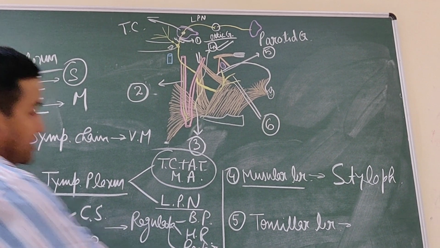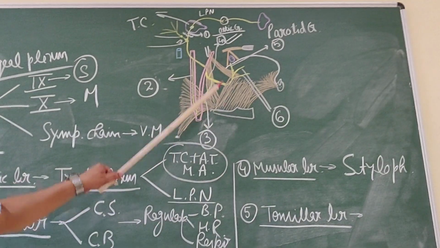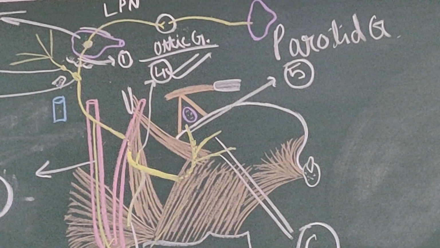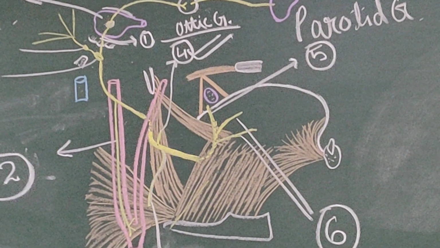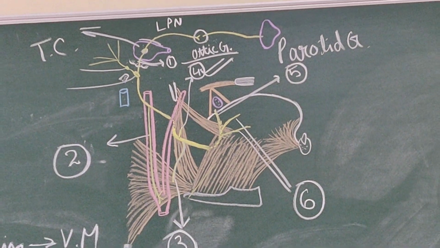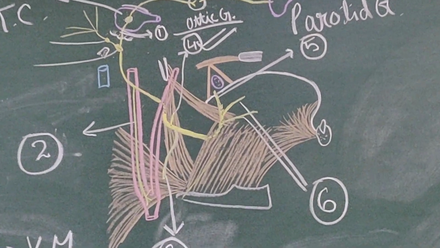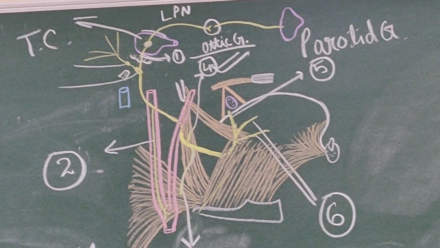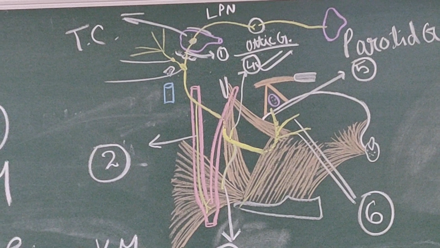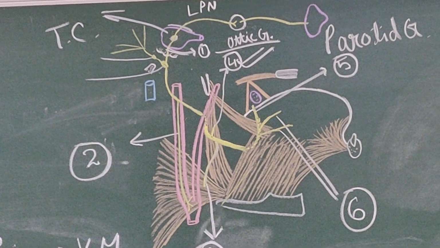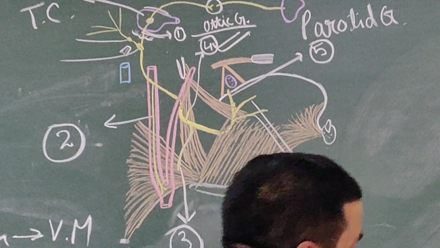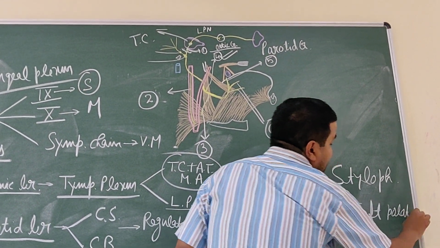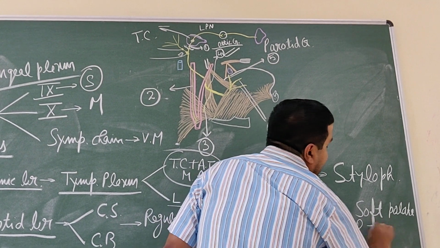Now the fifth is the tonsillar branch. These are the 3 terminal branches. One is the tonsillar branch. This tonsillar branch forms a plexus around the tonsillar fossa along with the lesser palatine nerve, that is a branch of the maxillary nerve, and they supply this region. So the tonsillar branch supplies the soft palate and the palatine tonsil region.